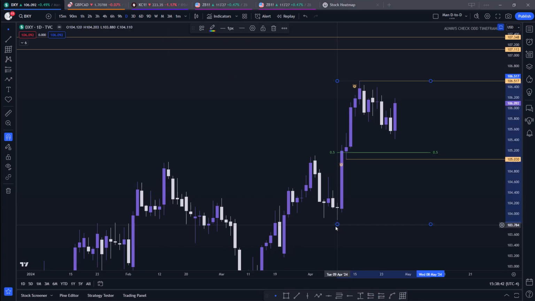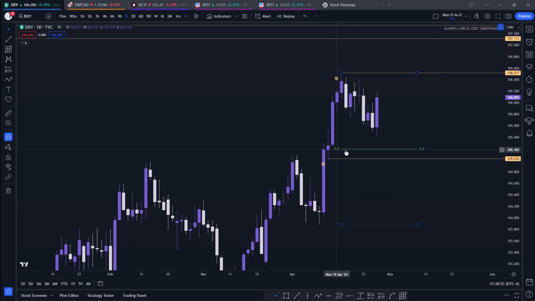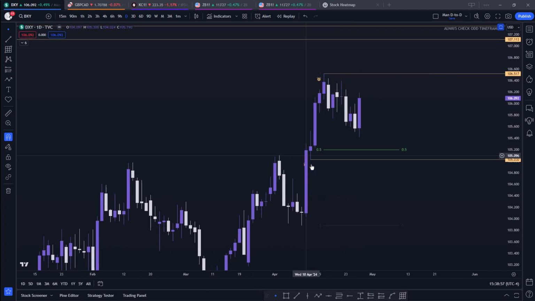Let's put this in order. So when you draw this range, we would notice that the halfway point is this green line, right there. And the only PD array that I saw in the discount portion of this range is this fair value gap down here.